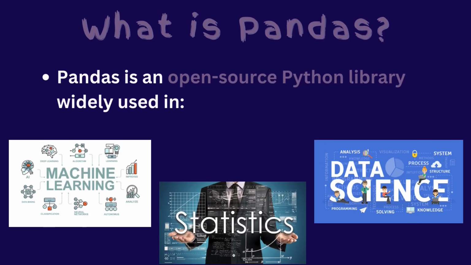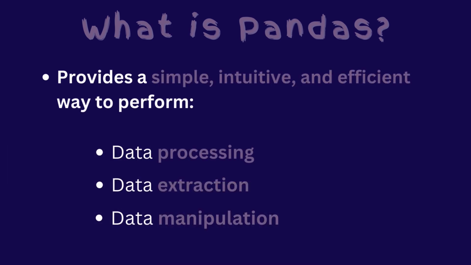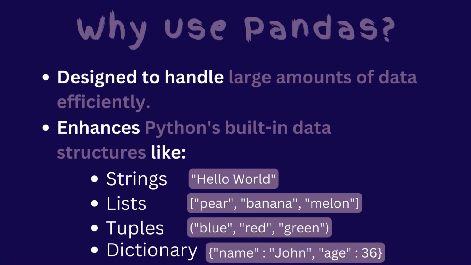What is Pandas? Pandas is an open source Python library widely used in machine learning, statistics, data science, and other data-related fields. It provides a simple, intuitive, and efficient way to perform data processing, extraction, and manipulation. Pandas was designed to handle large amounts of data efficiently.